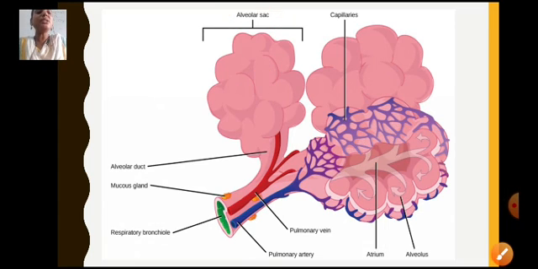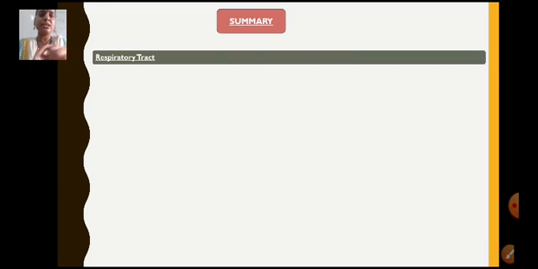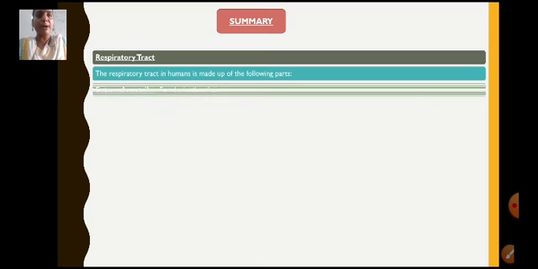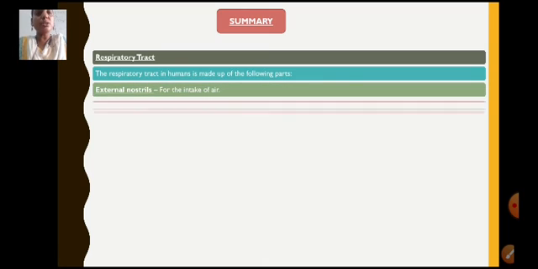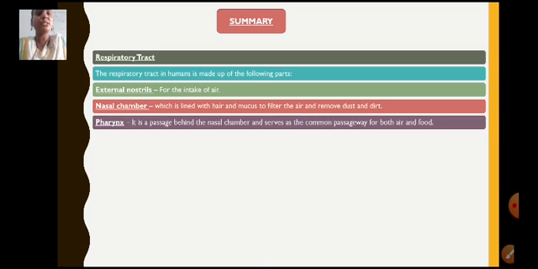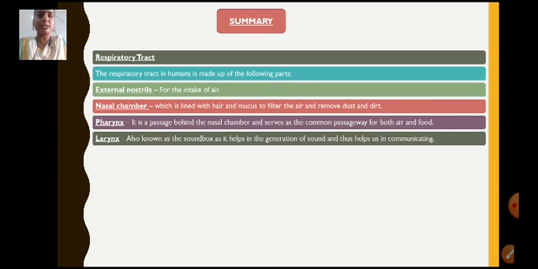So this is about the structure of the respiratory system. Now let us summarize whatever we have seen about the respiratory tract. It is made up of the following parts. First, the nostrils, which help in the intake of air. Then the nasal chamber, which is lined with hair and mucus to filter the air and remove dust and dirt. Then the pharynx, a passage behind the nasal chamber that serves as the common passage for both air and food. Then the larynx, also known as the sound box, as it helps in the generation of sound and thus helps us in communicating.